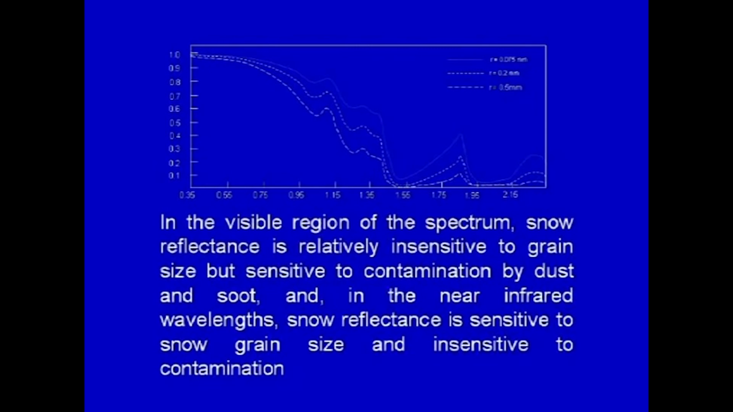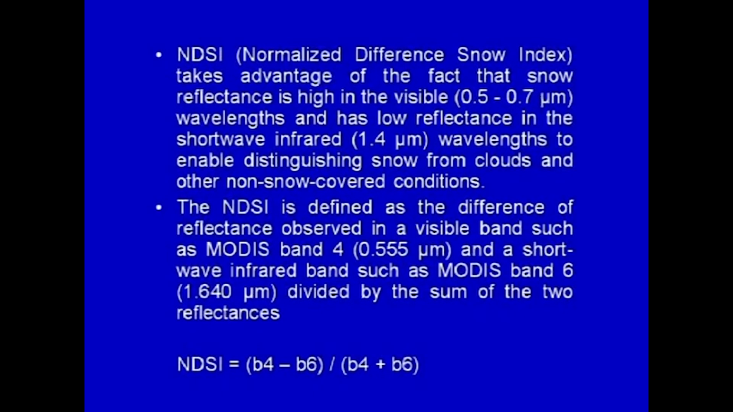NDSI takes advantage of the fact that snow reflectance is high in the visible region, that is between 0.5 and 0.7 micrometers wavelength, and has low reflectance in the short wave infrared, that is at about 1.4 micrometers wavelength, to enable distinguishing snow from clouds and other non-snow covered conditions.